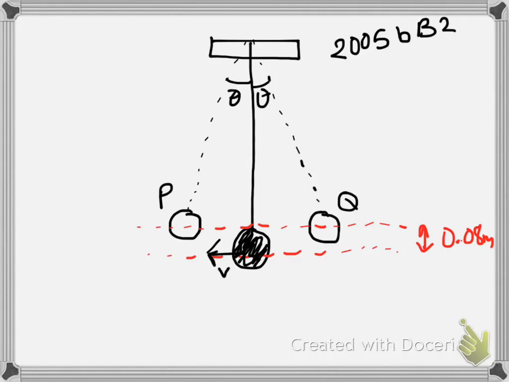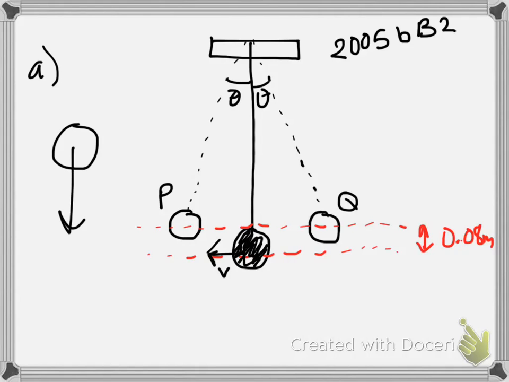So part A says we need to draw a free body diagram showing and labeling the forces acting on the bob in each of the situations described. The first one says when it's at point P. So point P is the one on the left. So we have our object, and what kind of forces do we have on it?